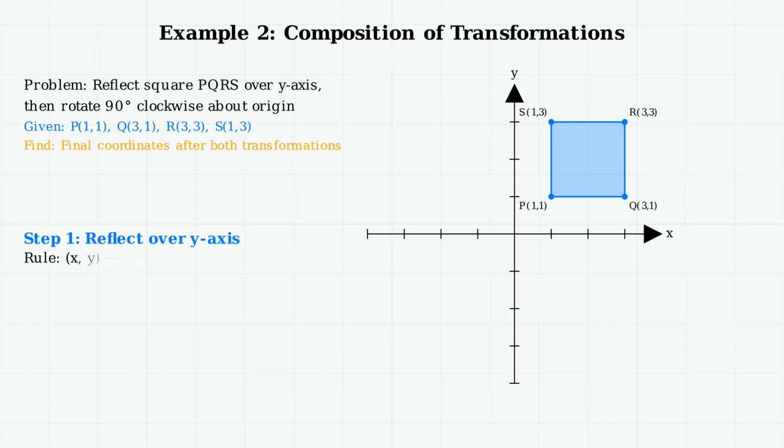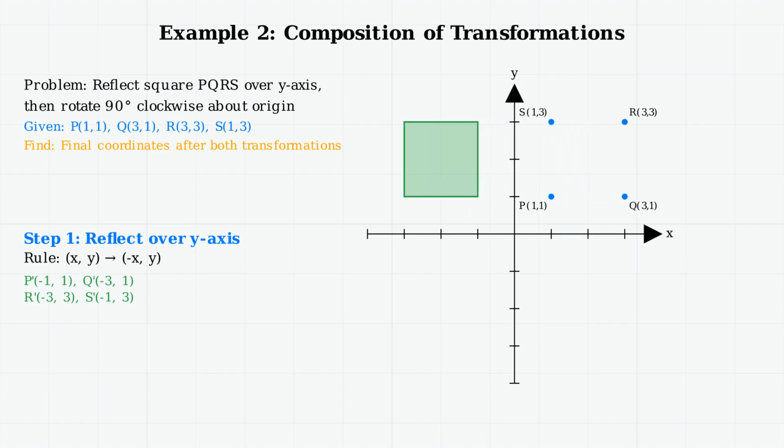Step 1, reflection over the y-axis. When we reflect over the y-axis, the x-coordinate changes sign while the y-coordinate stays the same. So P(1,1) becomes P prime (-1,1), Q(3,1) becomes Q prime (-3,1), and so on.